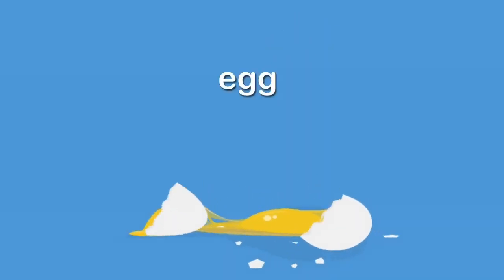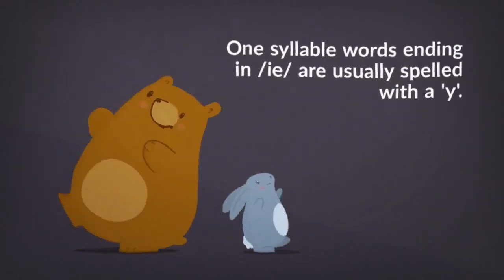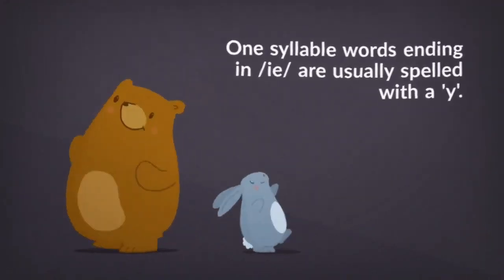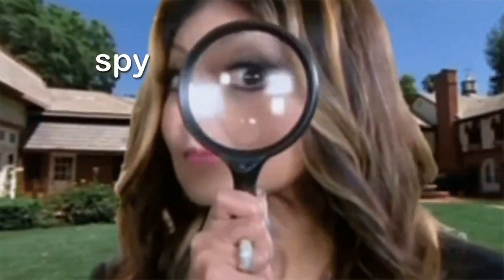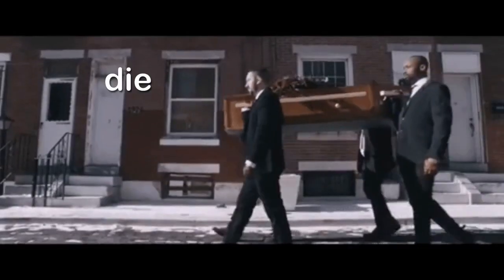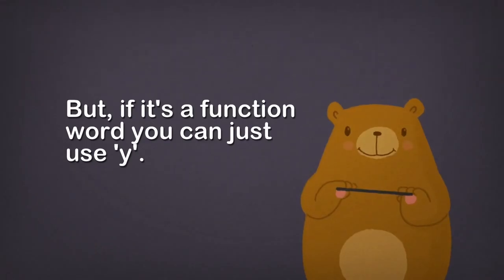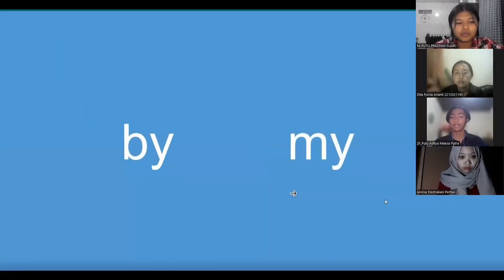It also explains why egg has double G, even though words don't normally end with a double G, and add has double D, even though words don't usually end with double D. One-syllable words ending in I are usually spelt with a Y, like fly, cry, and spy. When content words only have one consonant, use IE instead of Y so that there are 3 letters, like die and pie, or add an E, like in the colour dye. But if it's a function word, you can just use Y, like in buy and my. And that is the video that further explains and includes examples of content words and functional words.